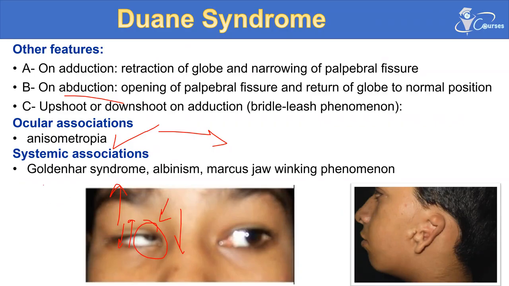Other associations for those patients include what's called Goldenhar syndrome. Goldenhar syndrome is a facial anomaly characterized by periauricular skin tags, and it can cause colobomas, high arched palate, facial anomalies, and back anomalies or vertebral column anomalies. Also albinism and Marcus Gunn jaw-winking phenomenon. Okay, so these are some systemic associations of Duane syndrome.